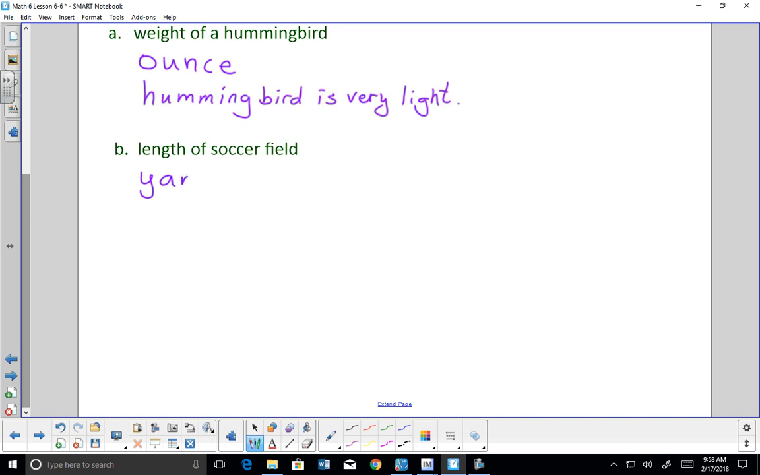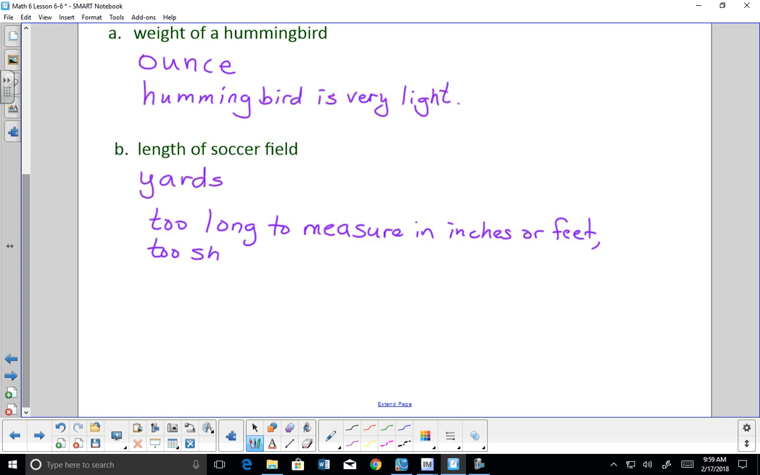Okay? Because a soccer field is too long to measure in inches or feet and too short to be measured in miles. Okay? Too long to measure in inches or feet, and too short to measure in miles. It's an S. There we go.